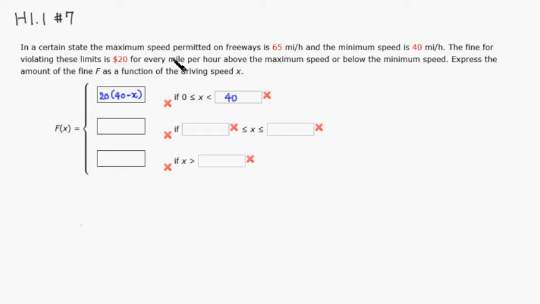And between 40 and 65, there's no fine, so there's no problem. So the fine should be 0. If the speed is exceeding 65, then again you have to pay $20 for every mile per hour above the speed limit. So that's going to be 20 times (X minus 65). All right, so let's type this in.